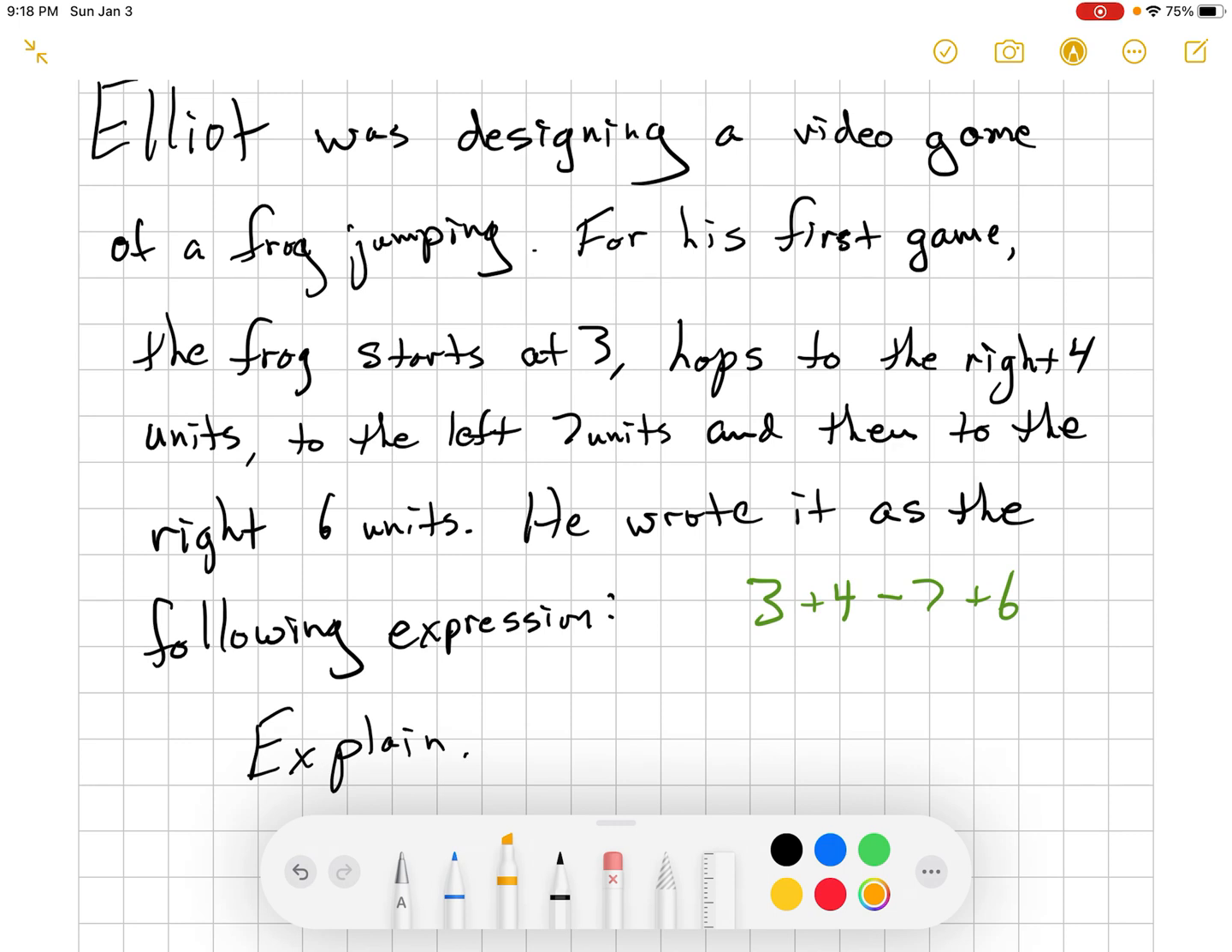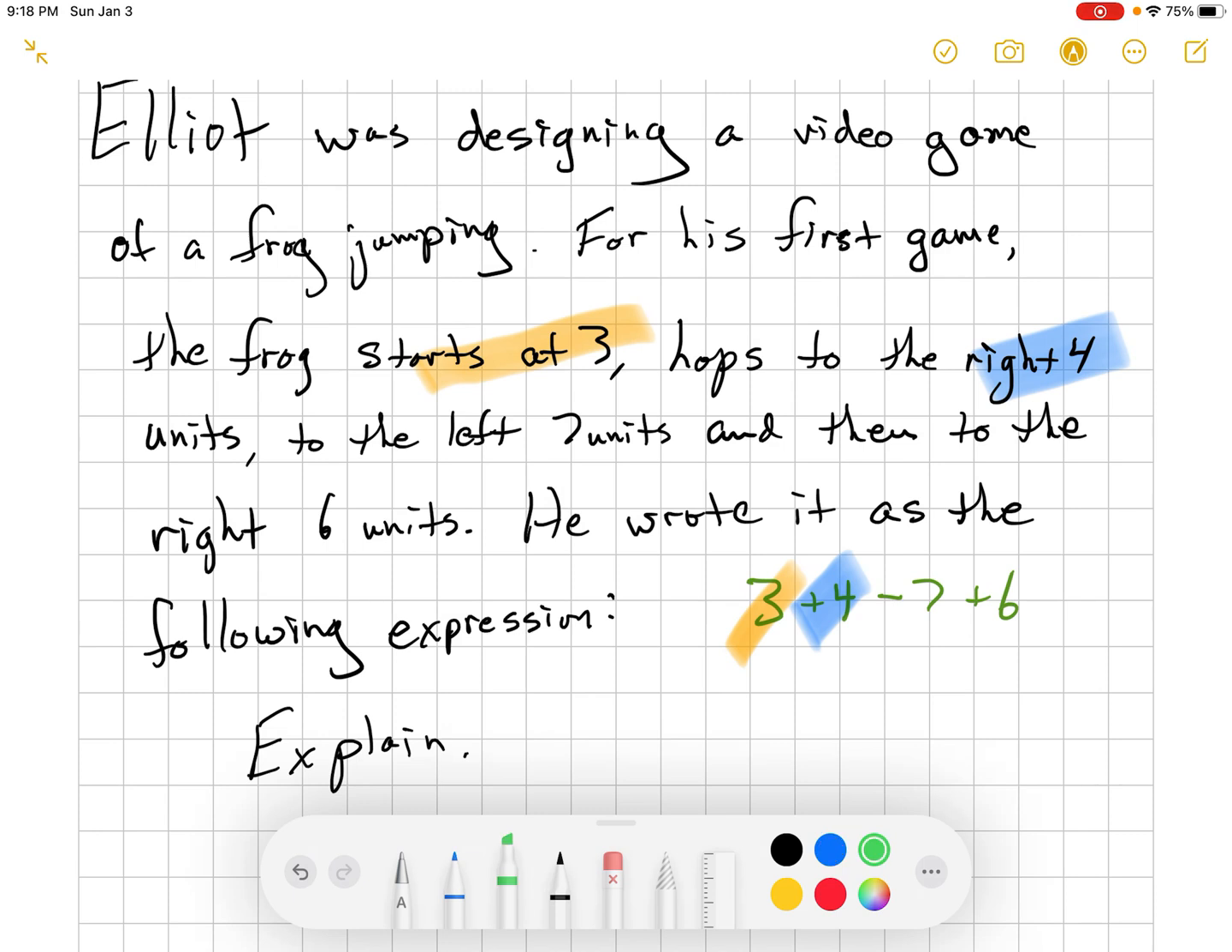Explain, right? Well, where's the 3? The frog starts at 3. That's why we start with that number 3, right? And then hops to the right 4 units. There's my to the right 4 units, right? Notice now we're starting to connect this talk on a number line with addition and subtraction with opposites, right?